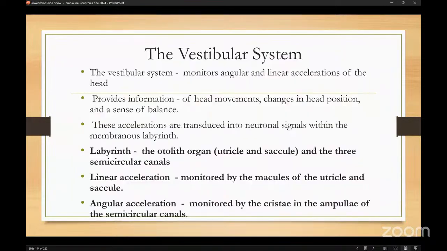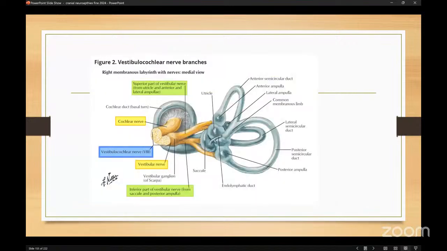You know, the labyrinth consists of the utricle and saccule and 3 semicircular canals. Utricle and saccule are for the linear acceleration, whereas the semicircular canals are for the angular acceleration. Utricle and saccule are for the linear acceleration. 3 semicircular canals are for the angular acceleration.